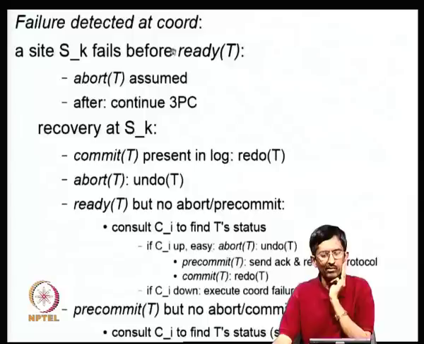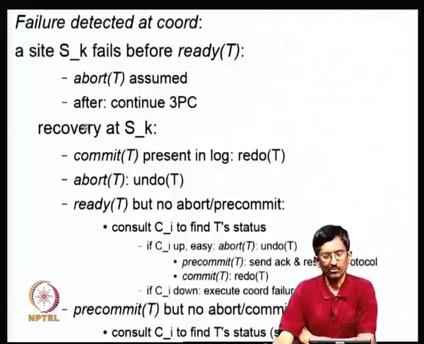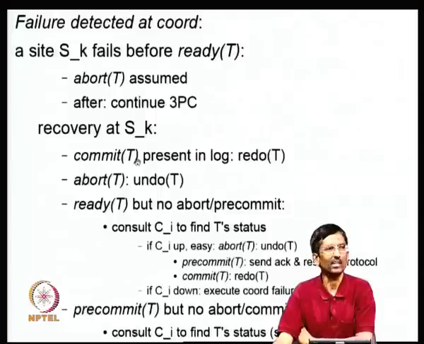So either we have abort, which basically means you have to kill the transaction, or one of these other things, where we have to figure out how to handle it. What happens in this case is very clear. If Sk has commit T, that means there must have been a message from the coordinator saying commit. Therefore, it is quite safe to do redo T. If it is abort, as you mentioned before, you basically undo.